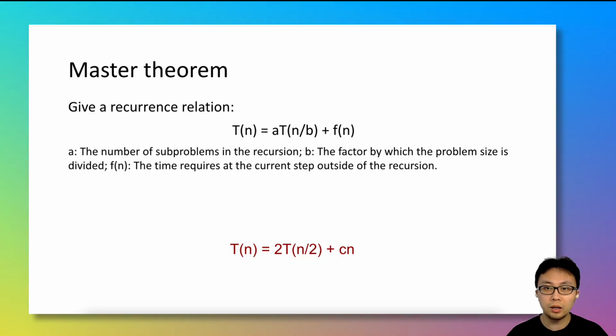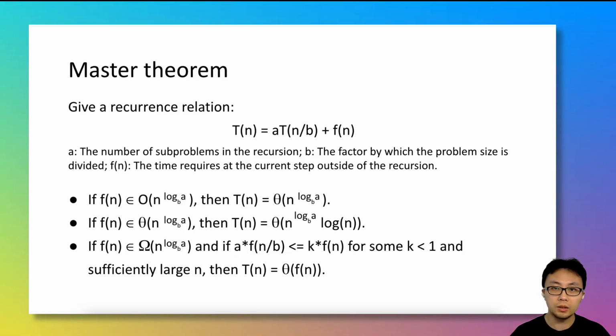Recall the recurrence relation of merge sort we just covered. It can be expressed like this. In this case, both a and b are 2, and c × n is the f(n) for the merge sort. The first 2 represents how many subproblems there are at each step of the recursion, and the second 2 represents how the problem is divided at each step of the recursion. And c × n represents how much time it takes to do the work at each step outside of the recursive call. Particularly, the majority of the work is merging.